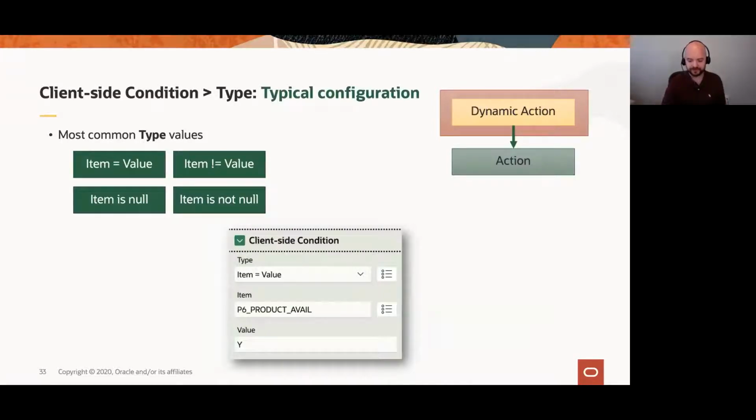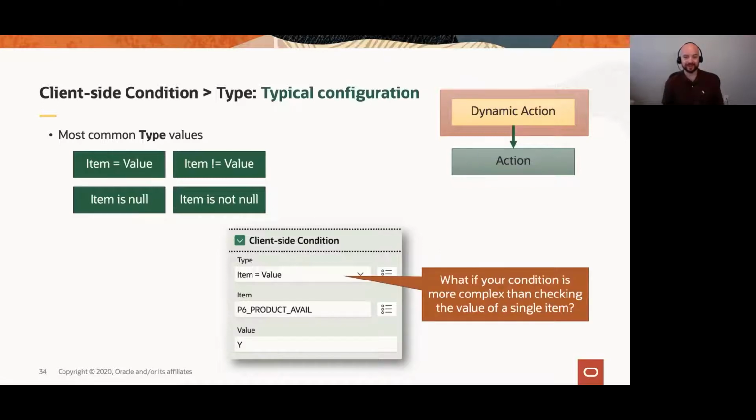So we're still at the parent level, but we've moved down now to the client-side condition. Now, this is where we create that fork in the road between the true and the false actions. Most of the time, people are going to be using these declarative options, but the problem is that all of the declarative options are simply binding to a single item and checking the value. So you can see item equals value, item does not equal value, item is null, item is not null. And that's pretty handy, but sometimes you need something a little bit more complex, right?